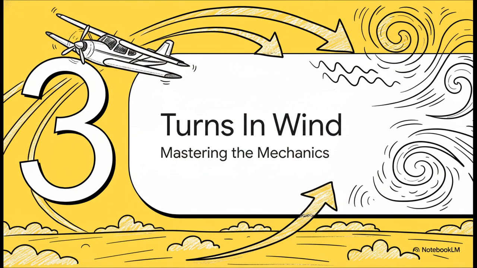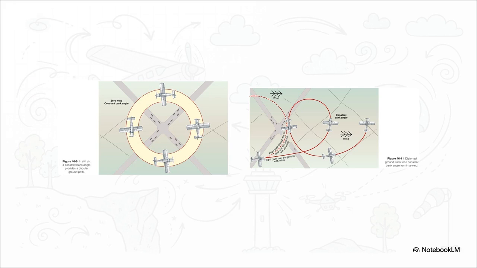Let's head out to the practice area and actually tackle the mechanics of turning this thing while the wind is pushing us around. Get ready for a real aha moment here. Take a look at these two flight paths. On the left, in zero wind, holding a perfectly constant bank angle draws a beautiful, perfect circle over the ground. But on the right, look what happens when we throw some wind into the mix.